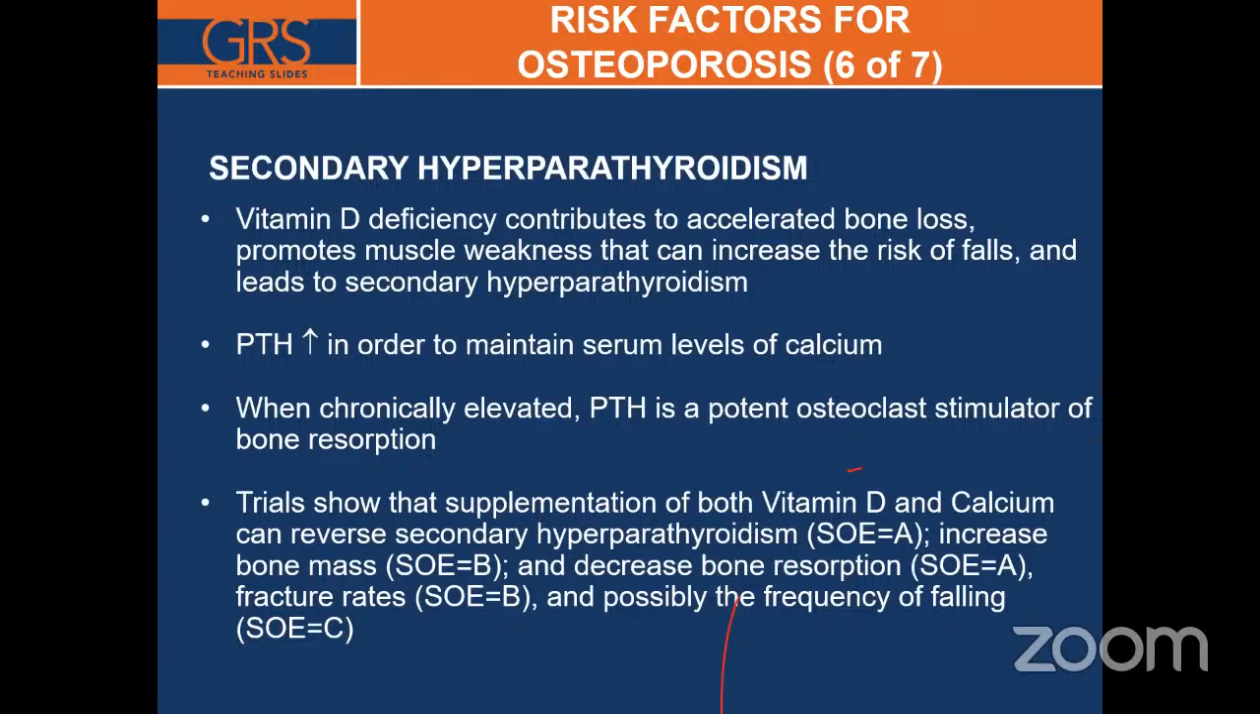Secondary hyperparathyroidism. Vitamin D deficiency contributes to accelerated bone loss, promotes muscle weakness that can increase the risk of falls, and leads to secondary hyperparathyroidism. Parathyroid hormone increases in order to maintain the serum levels of calcium. When chronically elevated, parathyroid hormone is a potent osteoclastic stimulator of bone resorption. Trials showed that supplementation of both vitamin D and calcium can reverse secondary hyperparathyroidism, increase bone mass, decrease bone resorption and fracture rates, and possibly the frequency of falling.